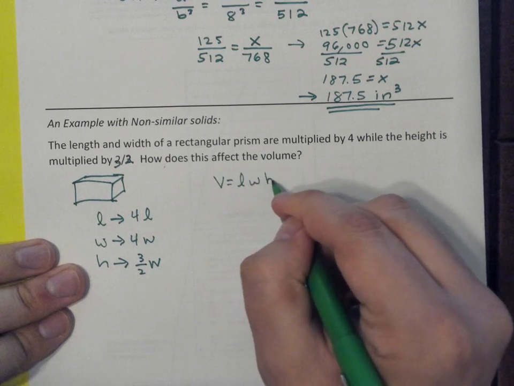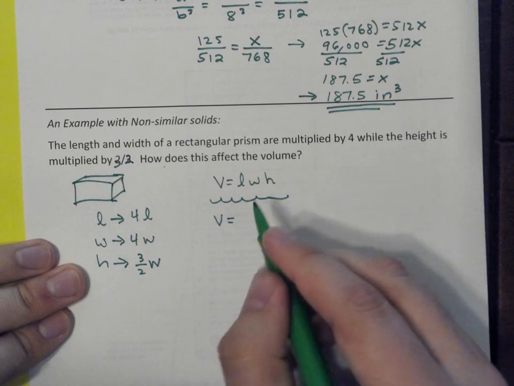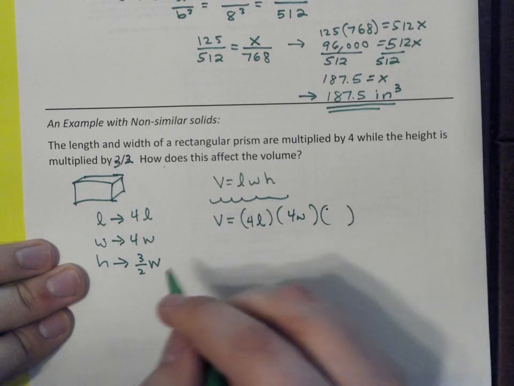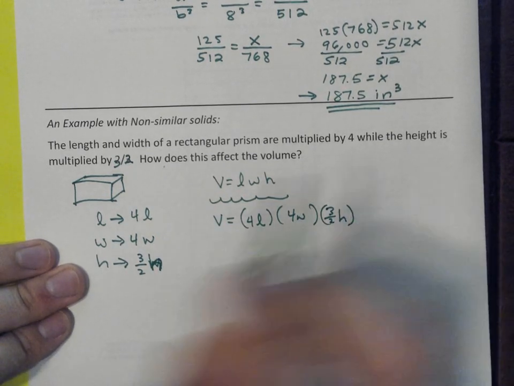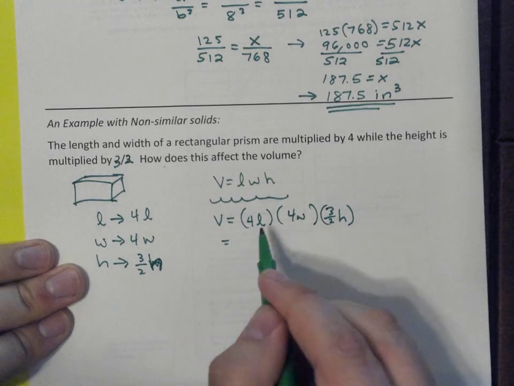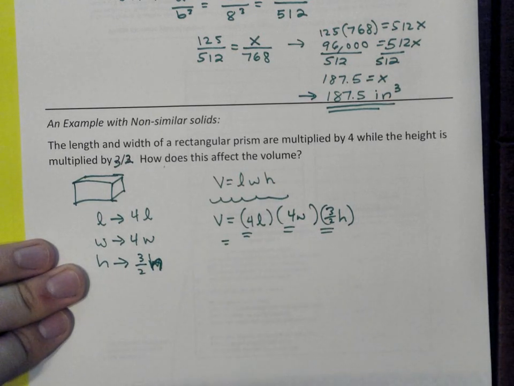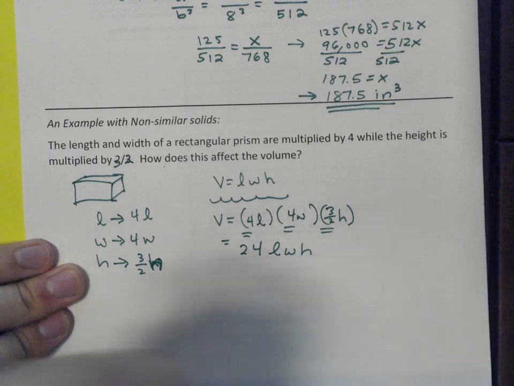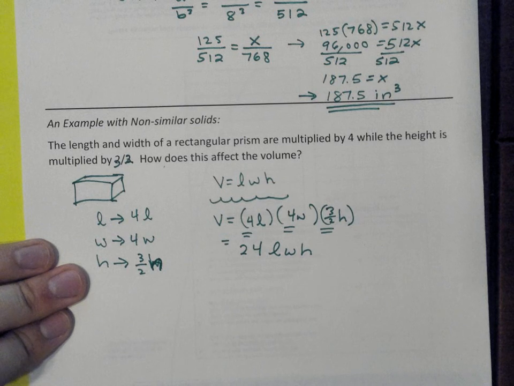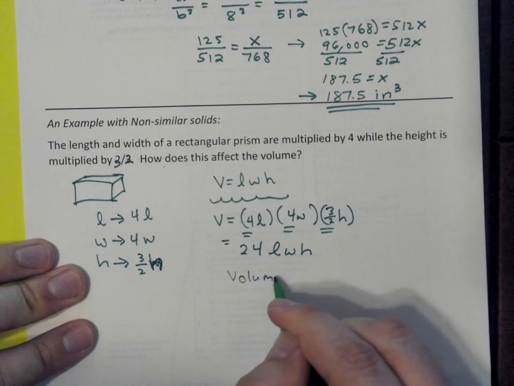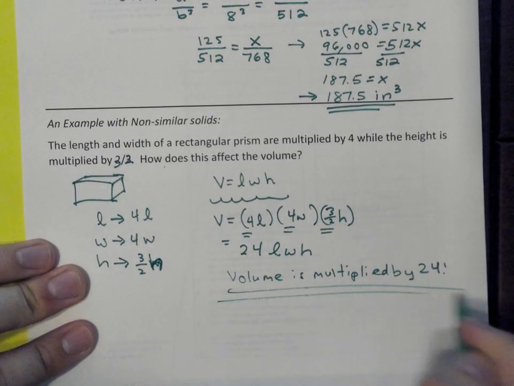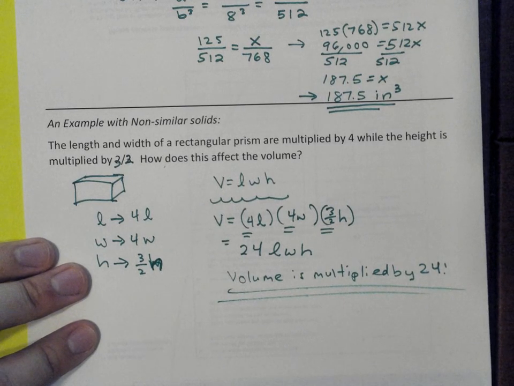Well, the volume of a prism is simple: length times width times height. Now I'm going to substitute in these new dimensions. My new length is 4 times the original length, my new width is 4 times the original width, and my new height is 3/2 the original height. So what I'm going to do is 4 times 4 times 3/2. 4 times 4 is 16, times 3/2. Half of 16 is 8, so times 3 is 24. So this is 24 times length, width, height. I have multiplied the volume by 24. This is an example where I did not change them all by the same factor. I changed them by different factors, and you see that the volume has been multiplied by 24.